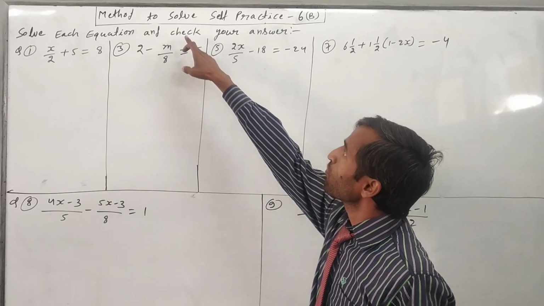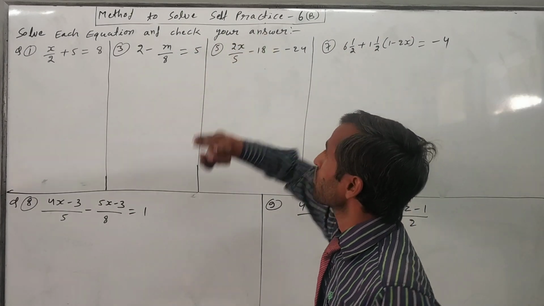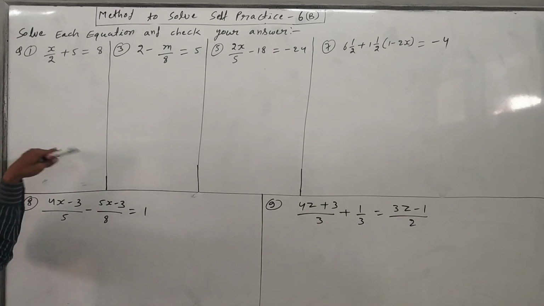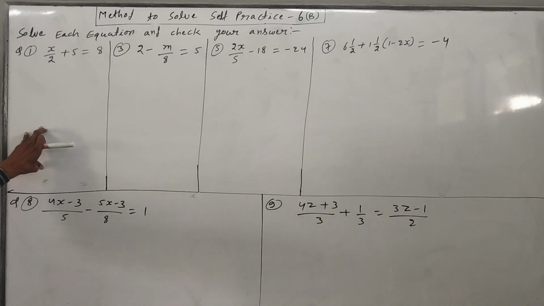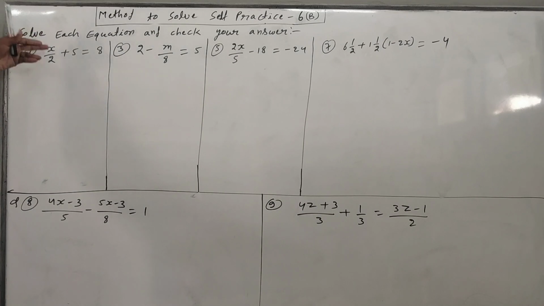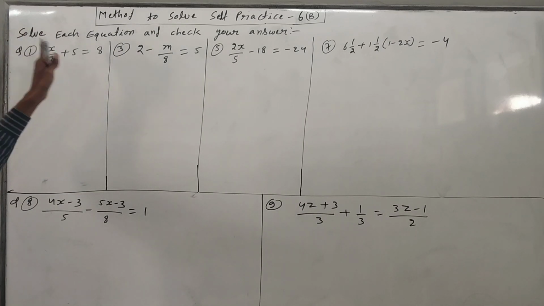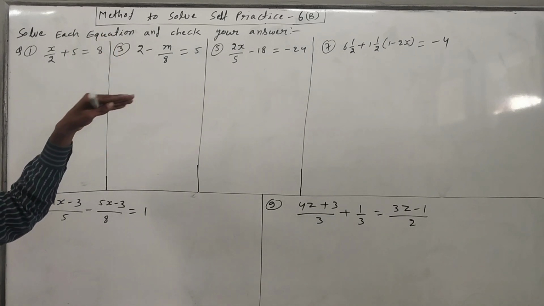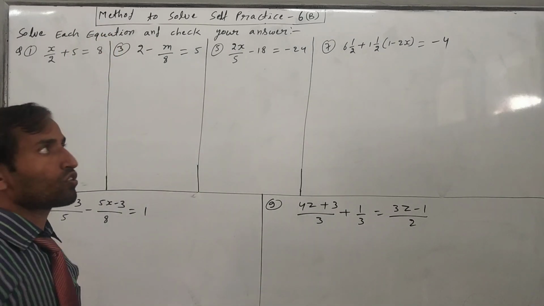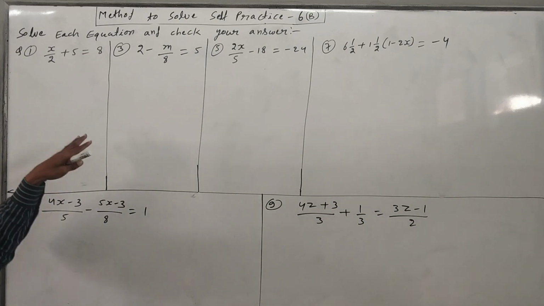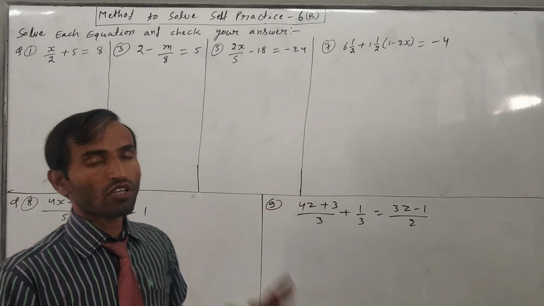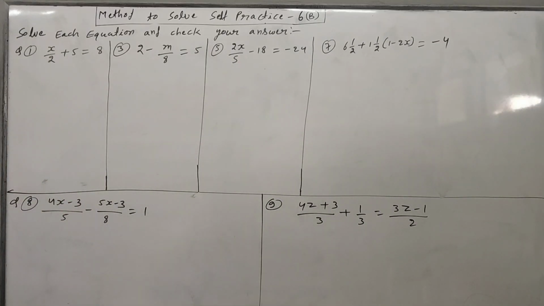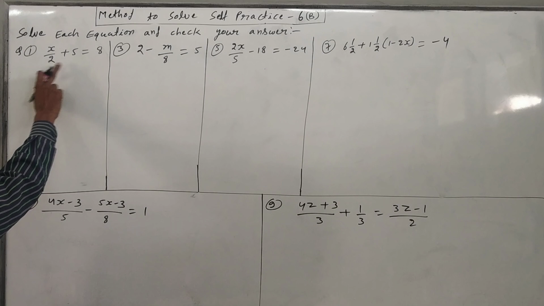But in this one more part is given: check your answer. It means we have to check whether the answer is correct or not. Whatever value of the variable comes, we have to put it in the equation and check whether LHS and RHS are both equal or not. If both are equal, then it is correct; otherwise, if they are not equal, our answer is wrong. So just go through each and every step of what I do. Whatever questions I leave, you have to try yourself for each question. Okay, now first of all we will solve.